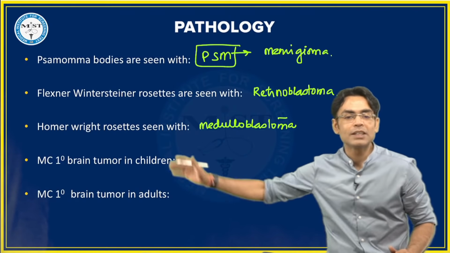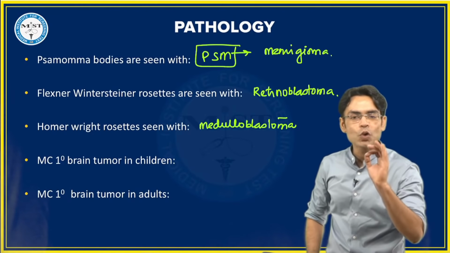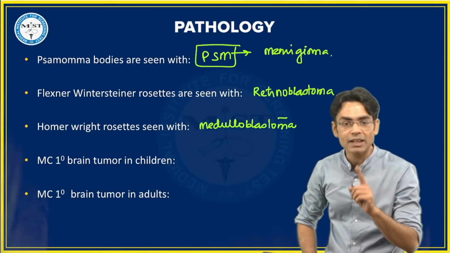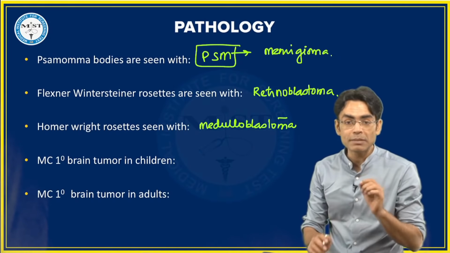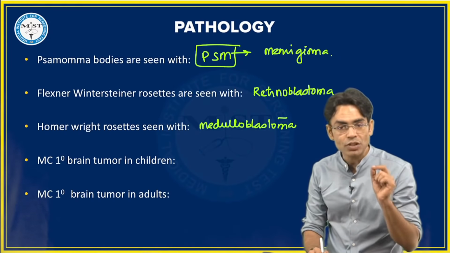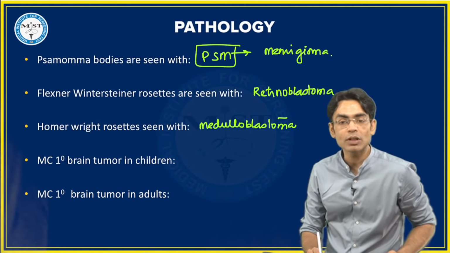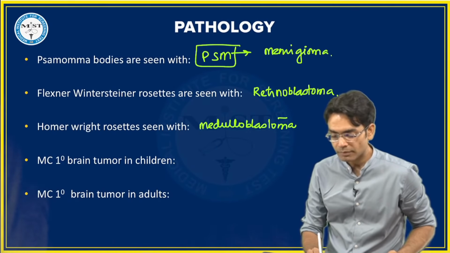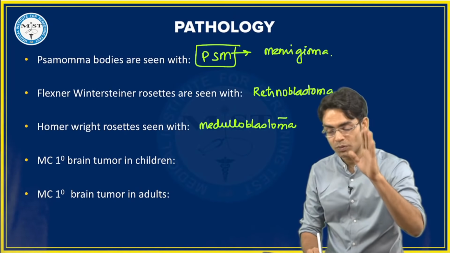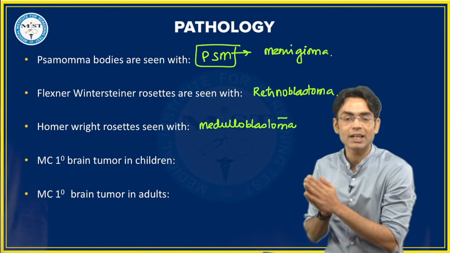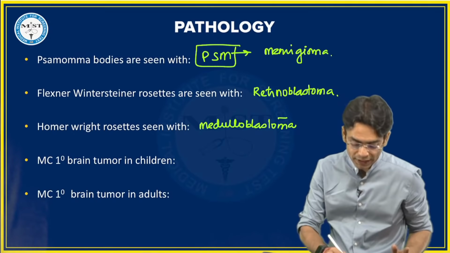Now tell me, beta, two questions are left. Most common primary brain tumor in a child. We are talking about primary. Most common primary brain tumor in a child. I have not mentioned benign or malignant. It is just primary brain tumor. So if they're asking about a primary brain tumor, no. Beta, medulloblastoma will be a malignant tumor in a child. Primary brain tumor, pilocytic astrocytoma.